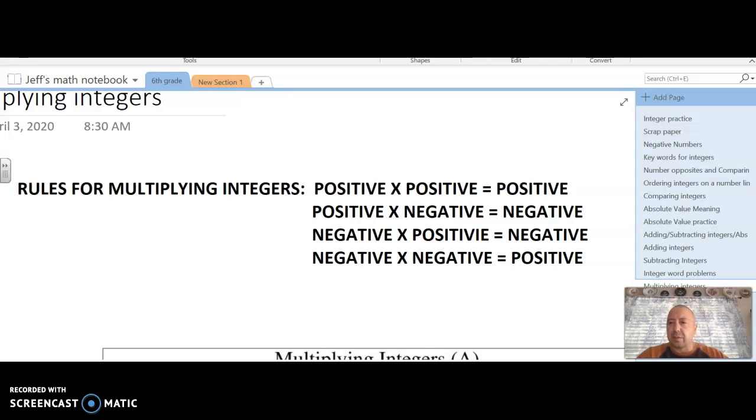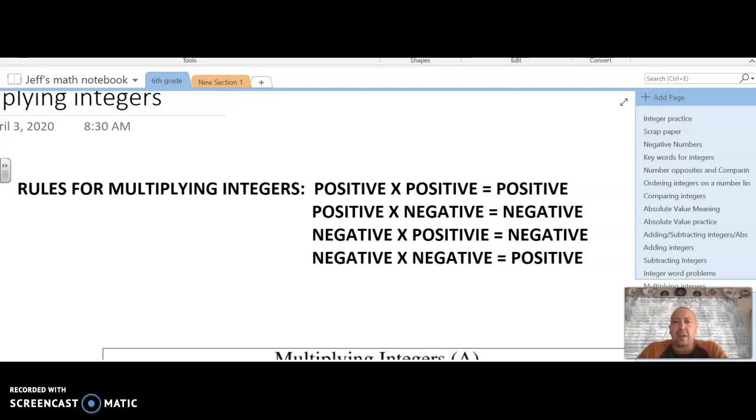Alright guys, today we're going to talk about multiplying integers and dividing integers. There are some rules that we need to stick to in order to get our correct results. They're very simple. If we're looking at our current screen right now, it says rules for multiplying integers.